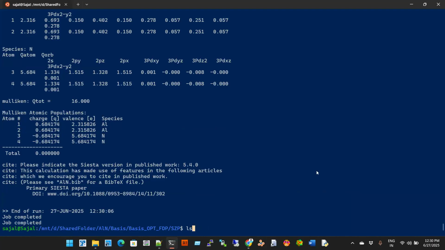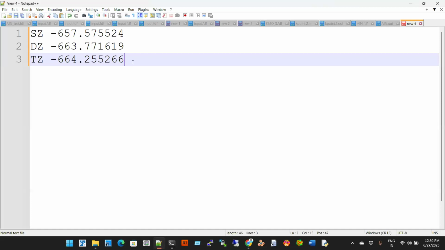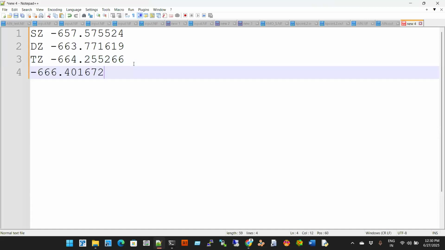Also, we can use the same grep command we have used earlier to find out the total energy. The energy value is minus 666.401 something. This one is the SZP. Okay.